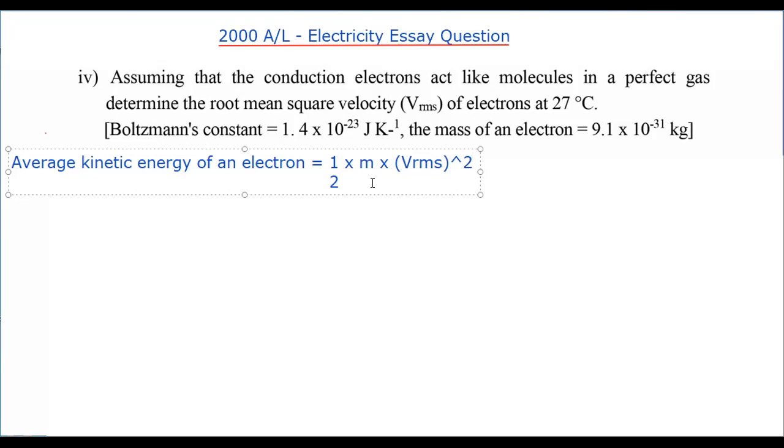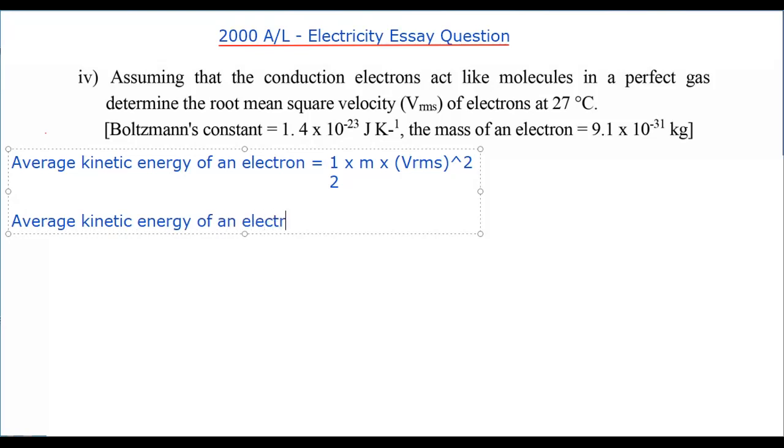Now, what is the other equation that can be used to find the average kinetic energy of an electron? Can somebody tell me? Mostly this equation is used in chemistry. What is it here? Lamai? Don't you remember chemistry? Even in physics, I have told you, right?